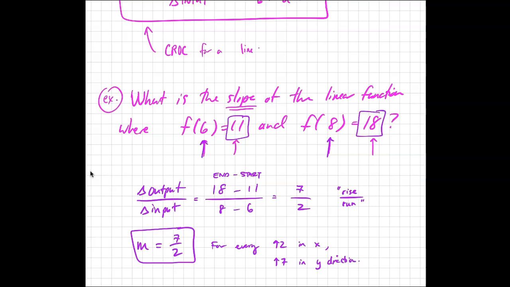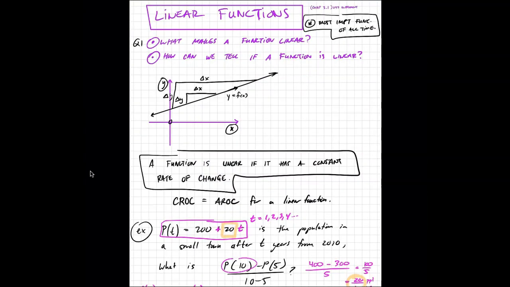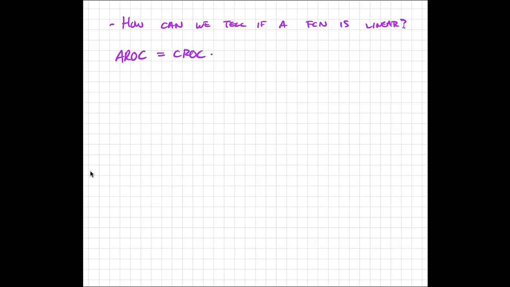So obviously you can see how important it is to remember which is the input and which is the output for given functions like this. So we can find the slope numerically in this way. And we're going to answer the question as well, how can we tell if a function is linear? You might be able to answer this already. Basically, the one way we've talked about already is that the average rate of change is equal to the constant rate of change.